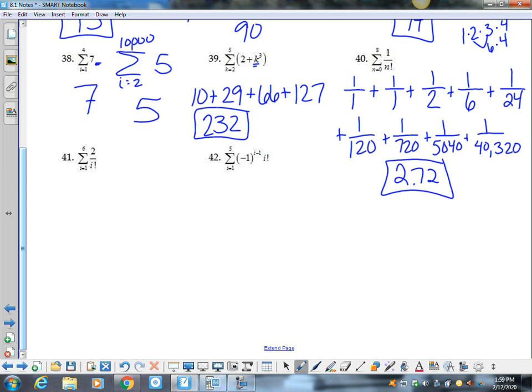Okay, so 41. You're starting with 1, you're going to 6, and you're doing 2 over I factorial. So I'm going to give you 30-second head start. Dive on into 41. Feel free to use your calculator.